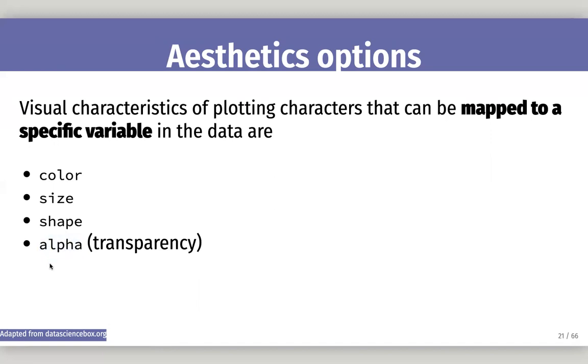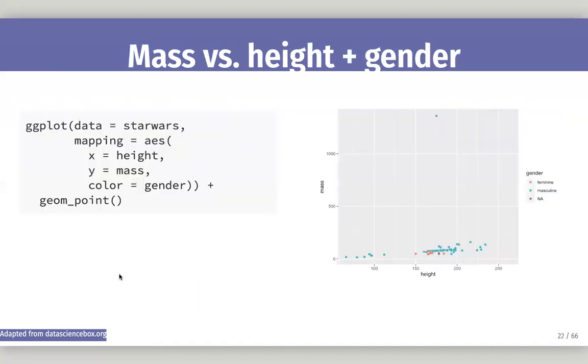transparency. So for example, if you had a whole bunch of points that ended up kind of on top of each other, you might want to use an alpha to be able to make them transparent so that if there were 10 points all stacked on top, it'd be darker than if there's just one point. And so here's an example of that.